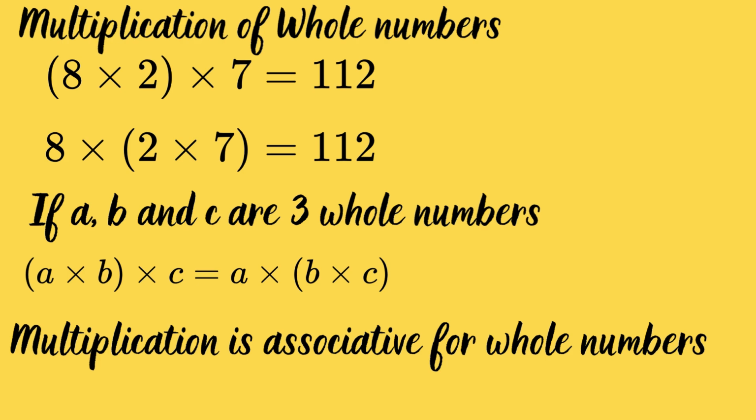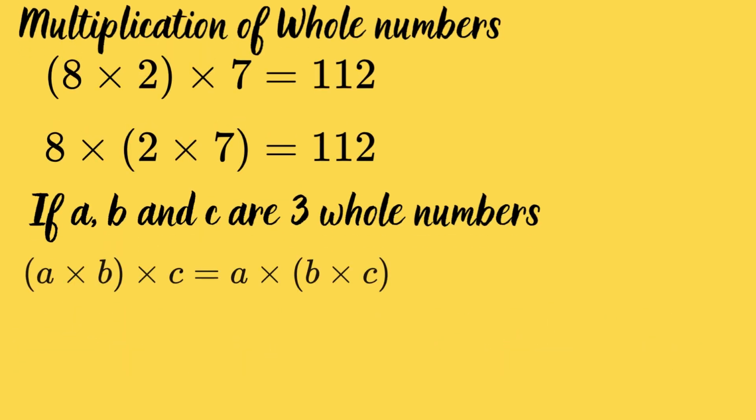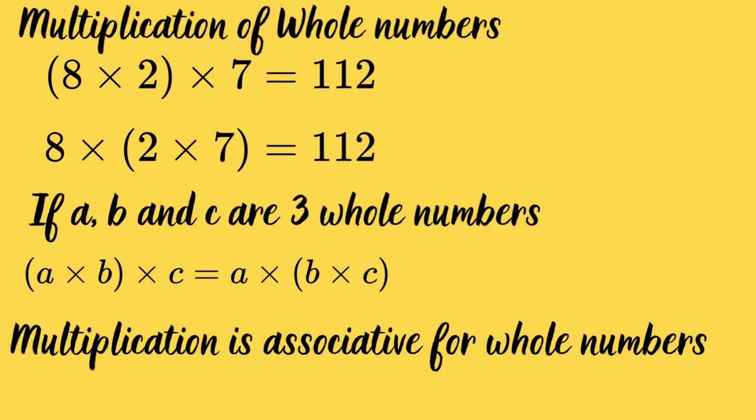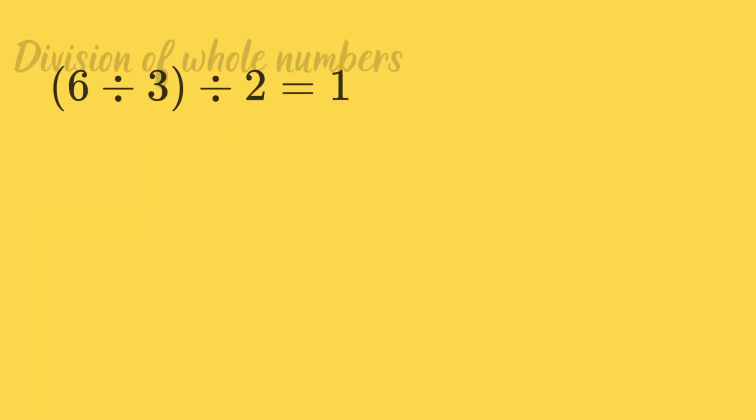Now suppose we multiply 2 by 7 first and then multiply the result by 8. We get 8 into 14, that is 112 also. Thus, we can see that if we change the order of the numbers while multiplying, the product remains the same. So, if A, B and C are three whole numbers, (A into B) into C gives us A into (B into C). Thus, multiplication is associative for whole numbers.